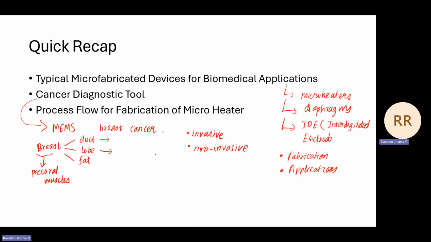Then in diagnosis, we saw that instead of using biomarkers to determine whether a person has cancer or not, we could use certain properties of the cancerous tissue, which are different from those of normal tissue. Some of these properties were mechanical, electrical, and thermal.